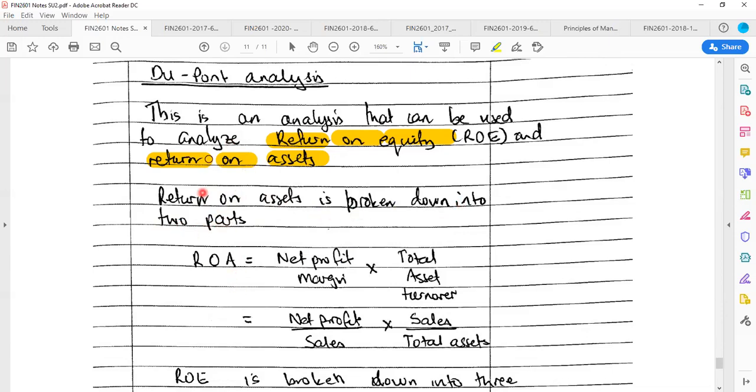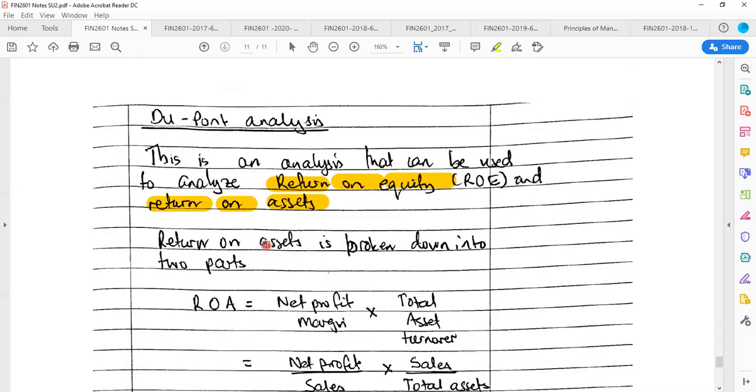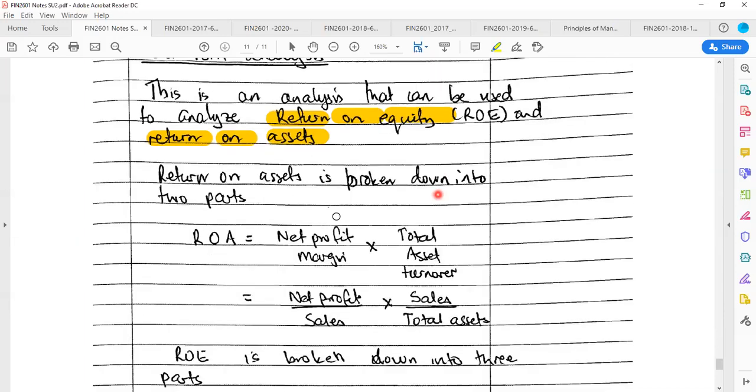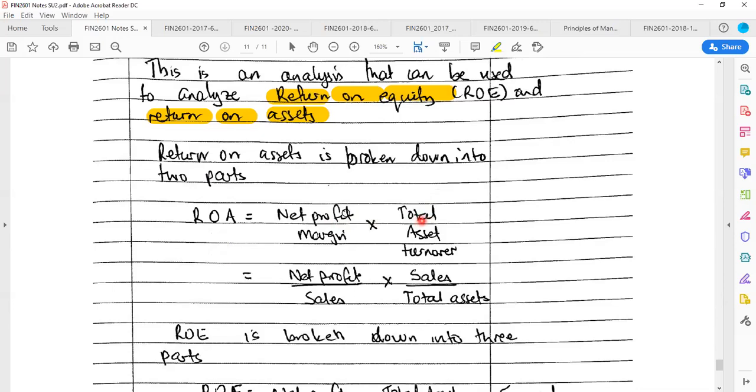The DuPont analysis says that return on assets equals the net profit margin multiplied by the total asset turnover. So if you simply want to calculate return on assets, you don't have to worry about this formula right here. If you've been given the net profit margin and the total asset turnover, you can simply multiply these two and they give you return on assets. And this means if we want to increase the return on assets, we can increase our net profit margin or we can increase our total asset turnover.